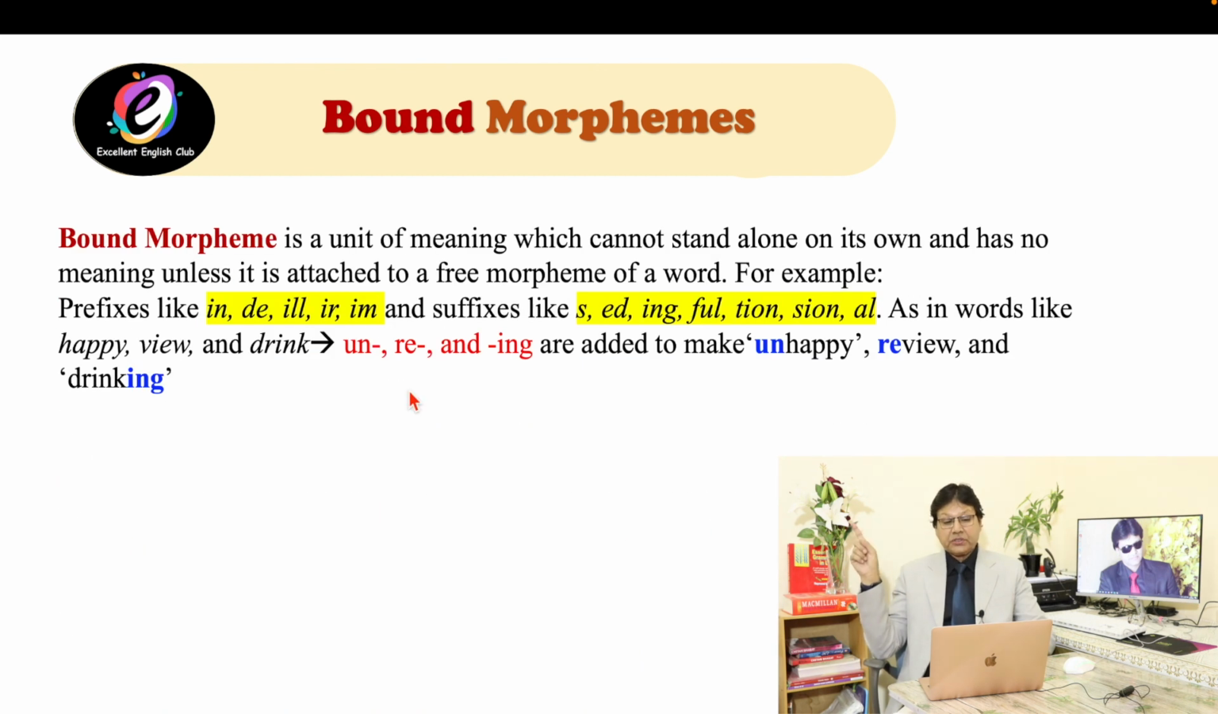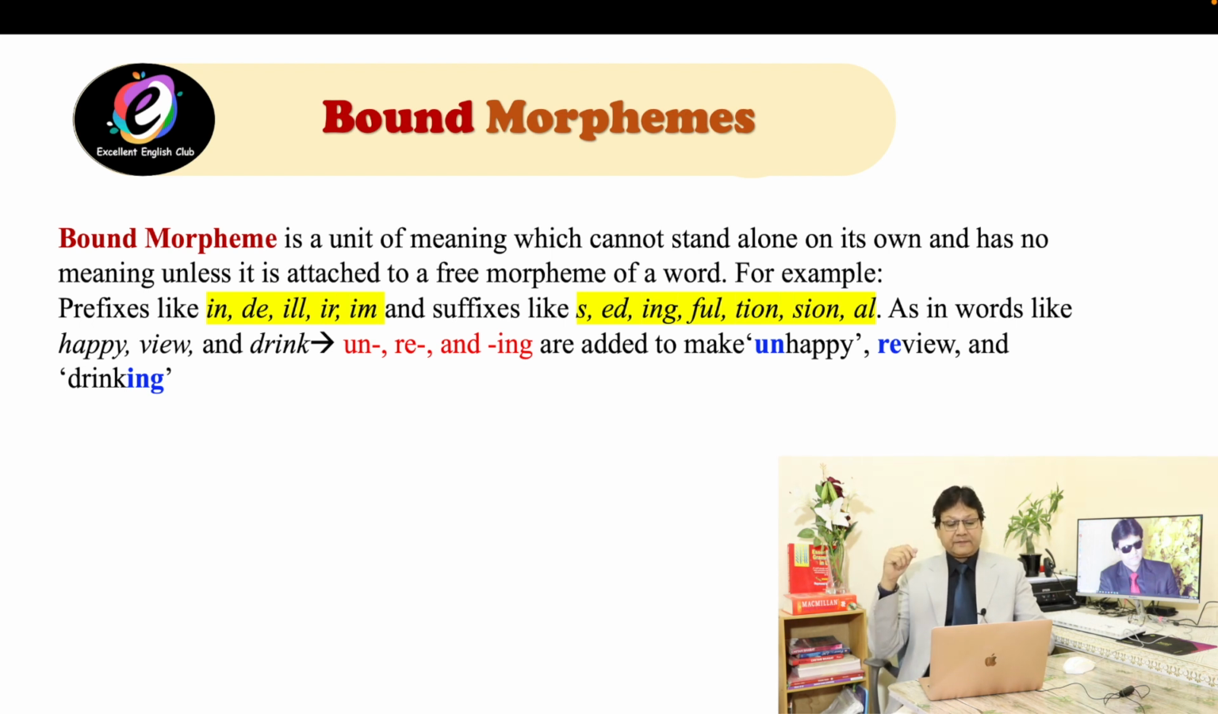A bound morpheme is a unit of meaning which cannot stand alone and has no meaning unless it is attached to a free morpheme of a word. It means they are not independent, they are dependent on the free morpheme. When you attach it with a free morpheme, then it is meaningful, otherwise it is meaningless. For example, prefixes like in, de, il, ir or im, or suffixes like s, ed, ing, ful, tion, sion and al.